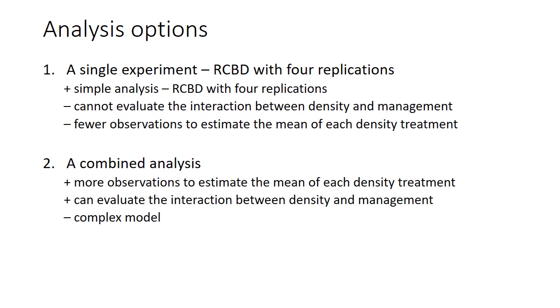We can do a combined analysis by either assuming the homogeneity of variance, so we pool the residual variance across these 4 experiments, or by relaxing this homogeneity assumption and estimating the residual variance for each experiment. Let's assume that these 4 experiments have similar residual variances so that we can use the pooled residual variance. There are 2 models for the combined analysis.